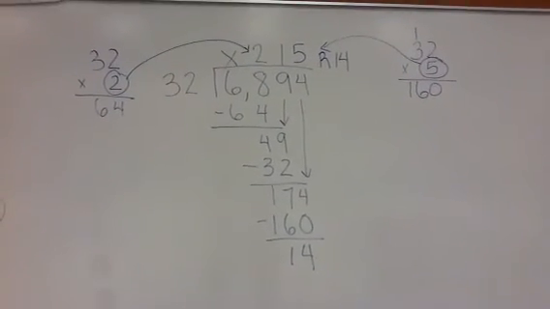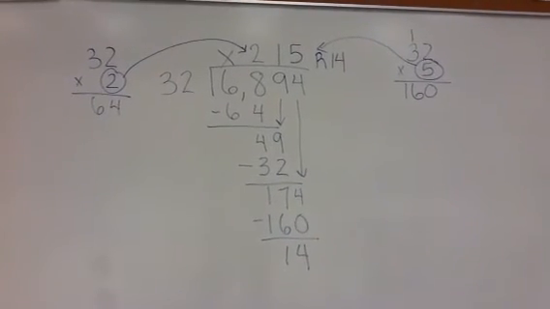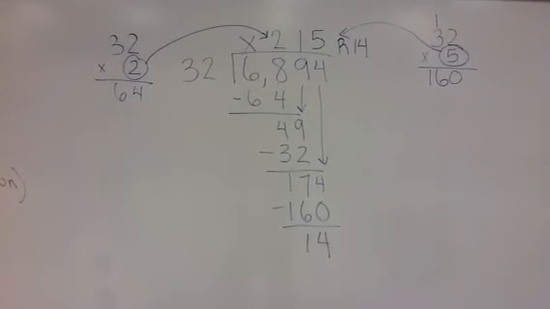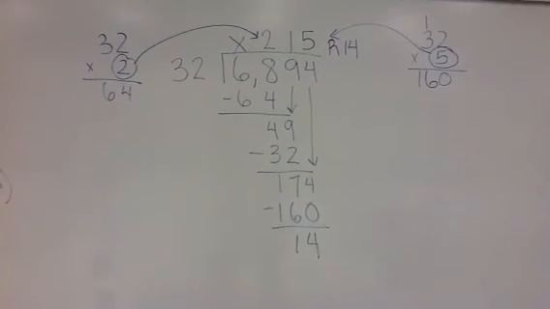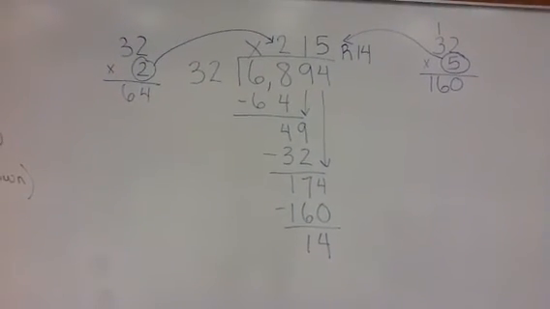So I took my 5 and I wrote it on the top, and then I multiplied. 32 times 5, and it gave me 160, and then I subtracted. 174 minus 160 gave me 14. 32 can't go into 14, and I have nothing else that I can bring down.